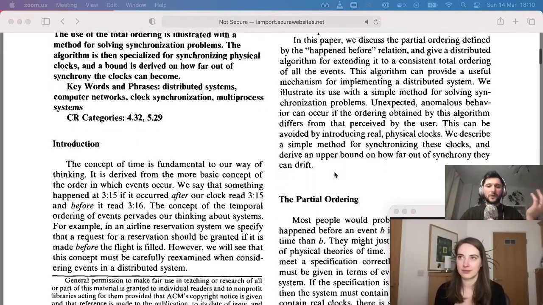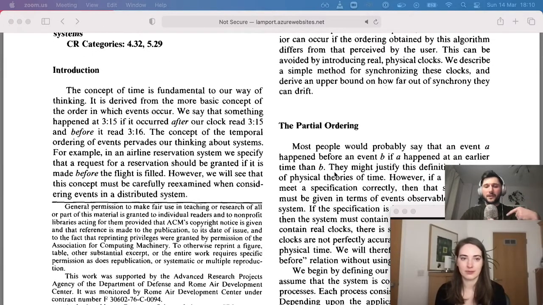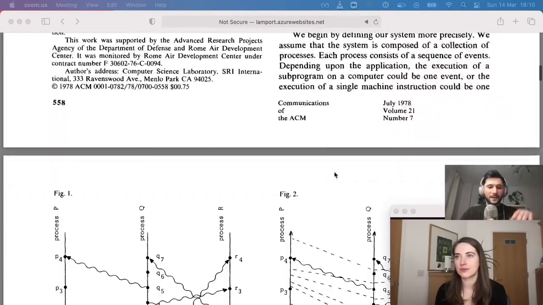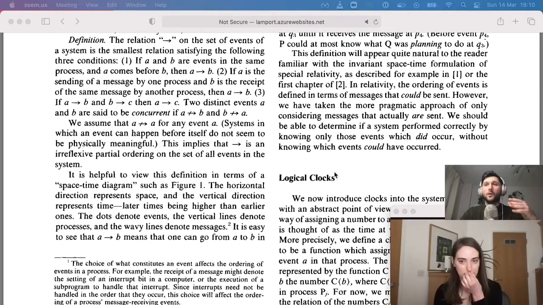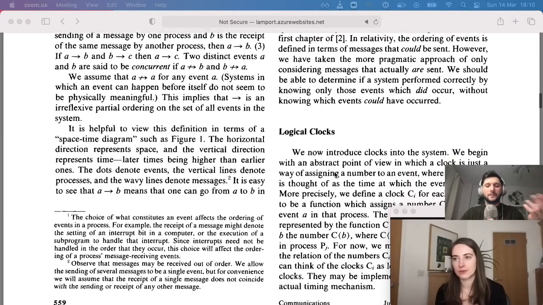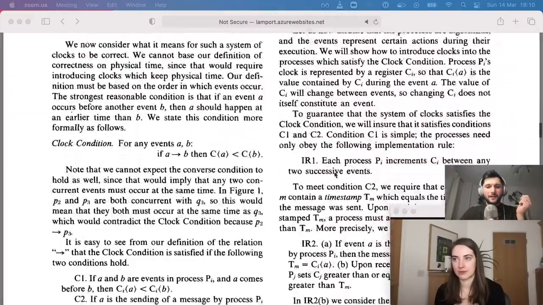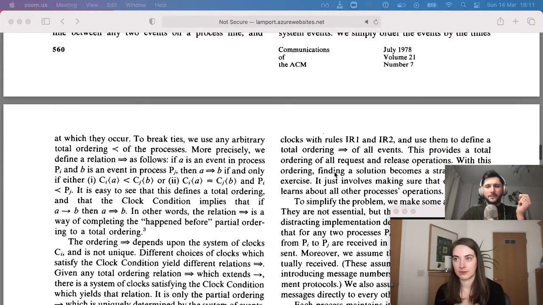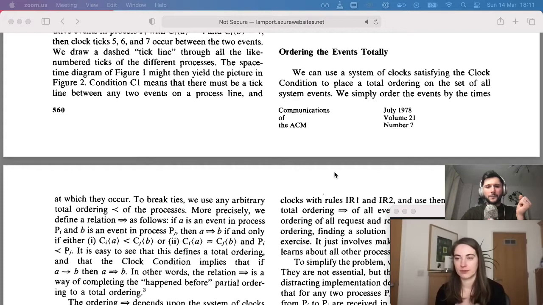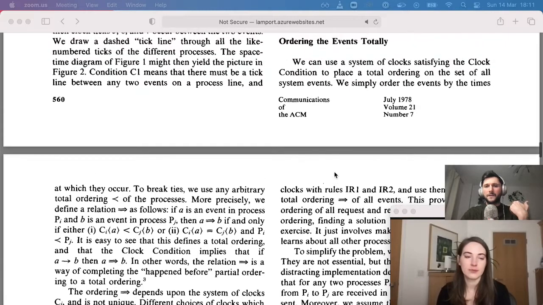Then, because he talks about order, he goes on to define partial ordering in the partial order section. The next section is logical clocks. After talking about partial ordering and how events are ordered in a system or in a process, he introduces the idea of logical clocks. And the next section is ordering the events totally. I think this section starts talking about a distributed algorithm on how to order the events in the system.